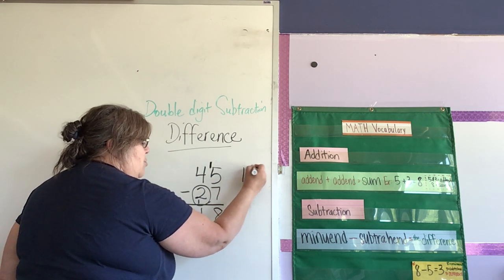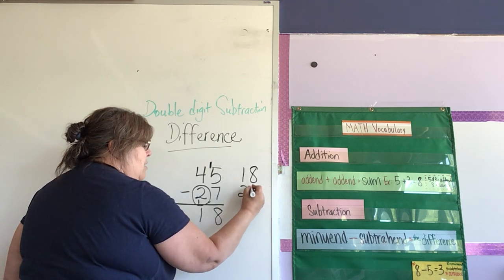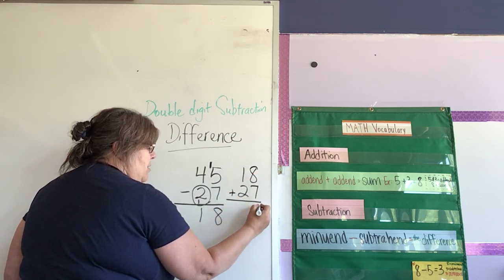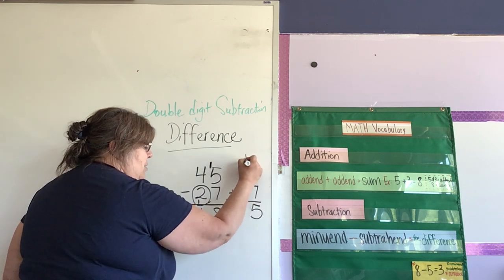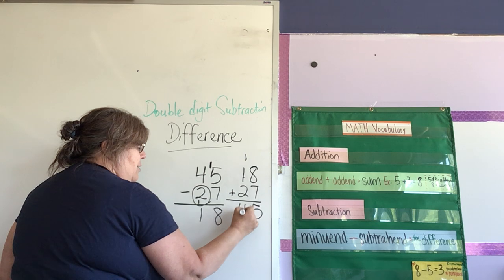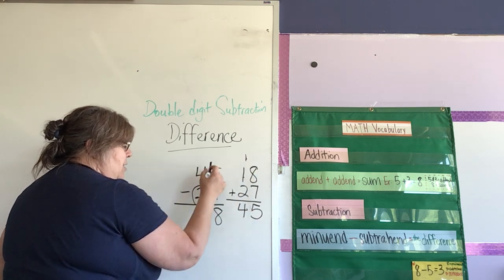And let's just do our check. 18 plus 27, 8 plus 7 is 15, carry the 1. 1 plus 1 is 2, plus 2 is 4. And it kind of looks the same.